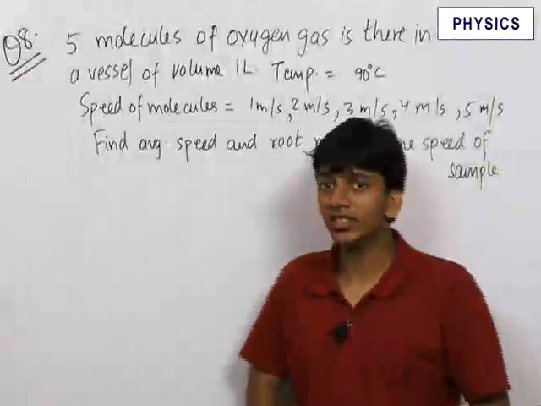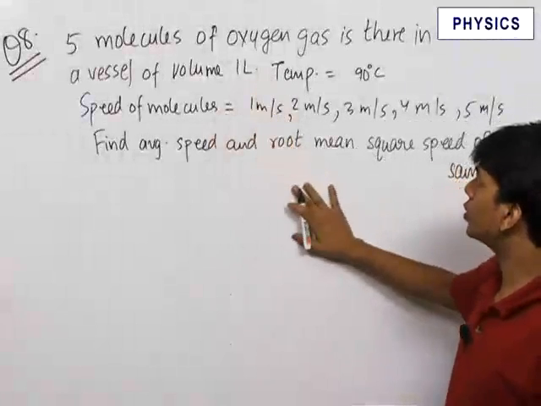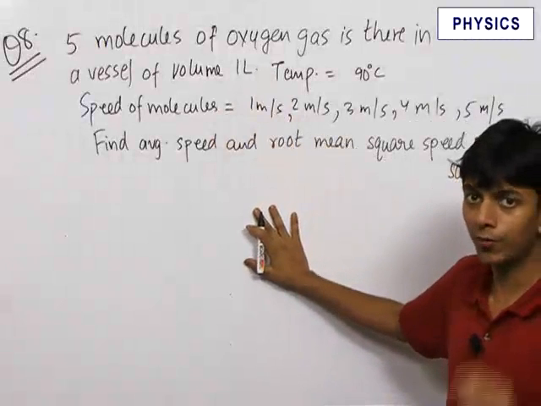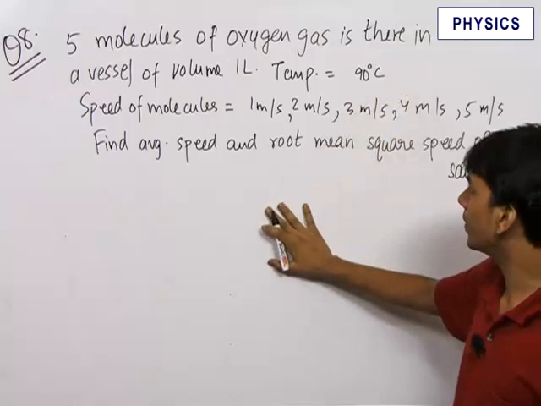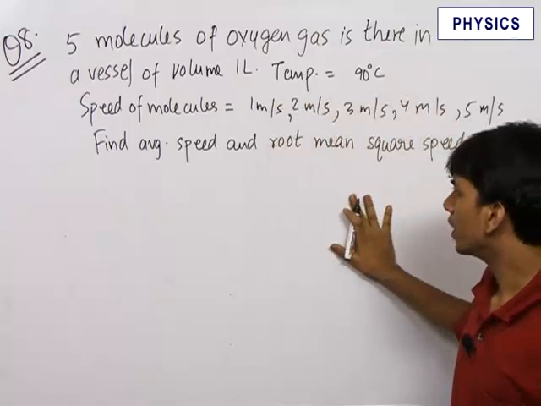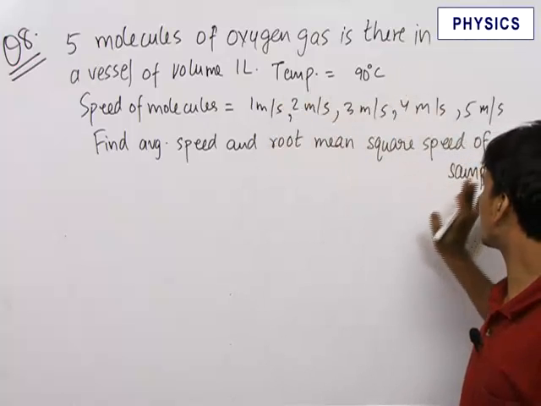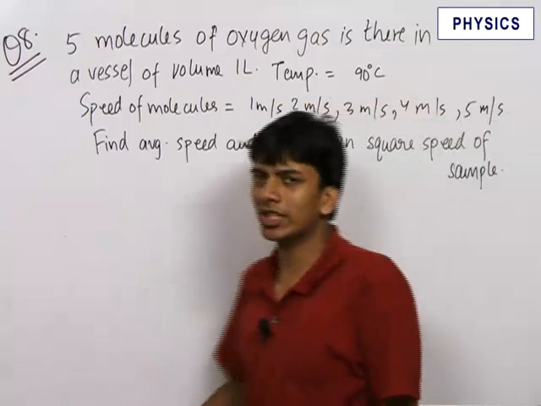Here's another simple question. We have been given 5 molecules of oxygen gas in a vessel. There are only 5 molecules of the gas, mind you. The volume of the container is given, the temperature is given, and the speed of the 5 molecules is given. We need to find out the average speed and the root mean square speed of the sample. This question can be solved very easily.